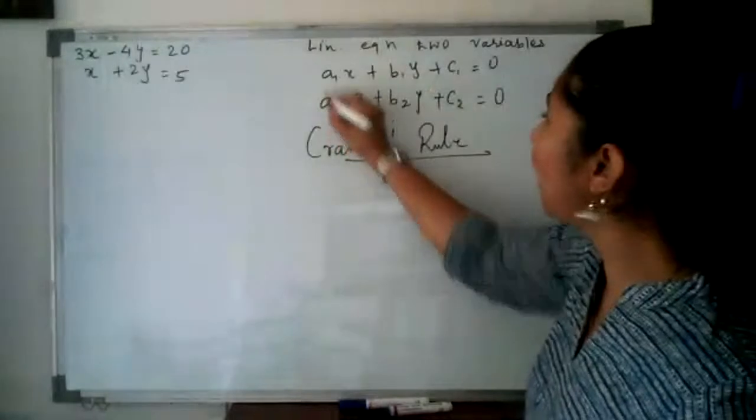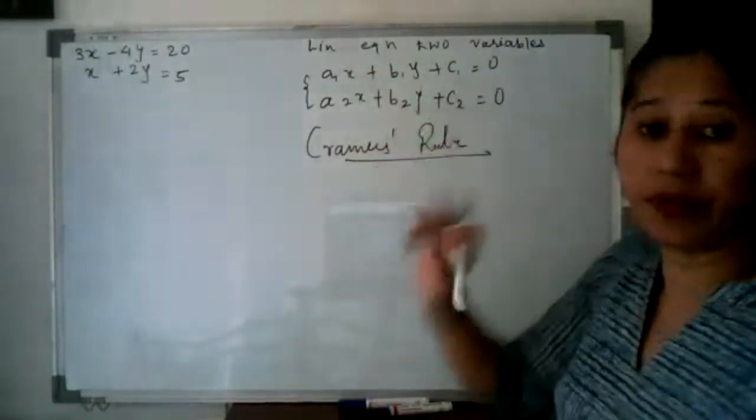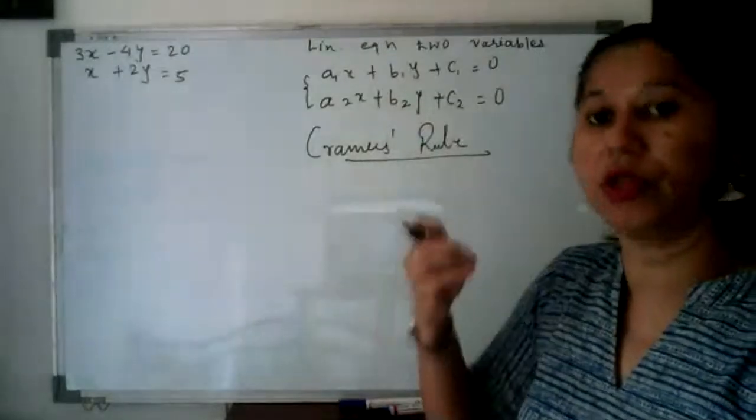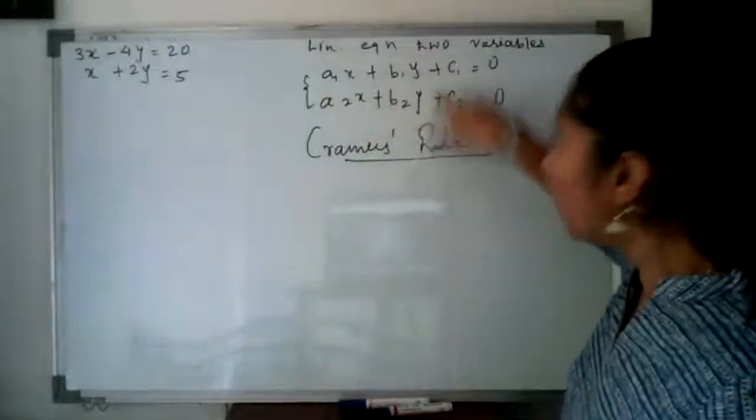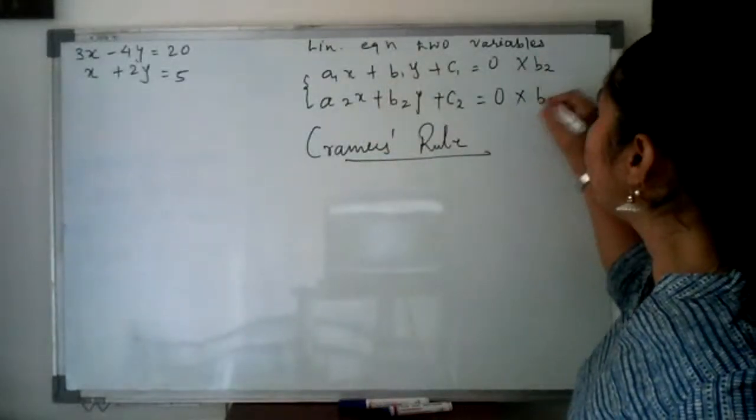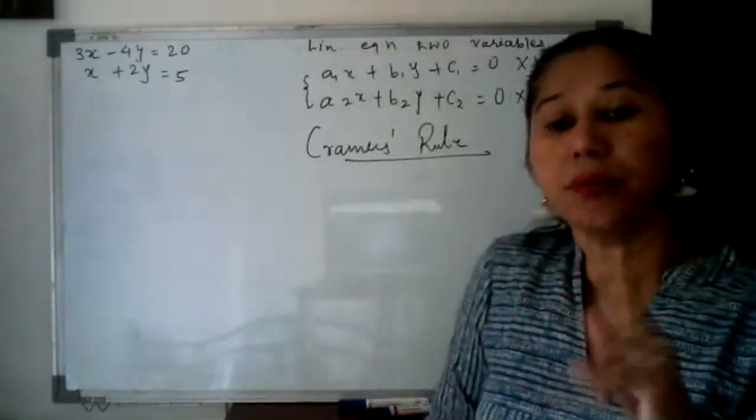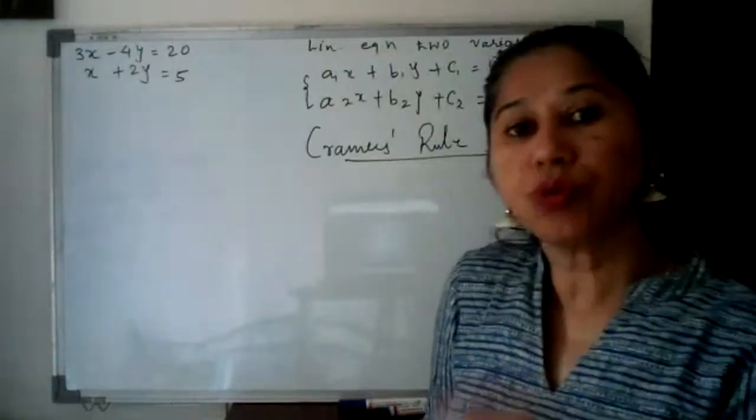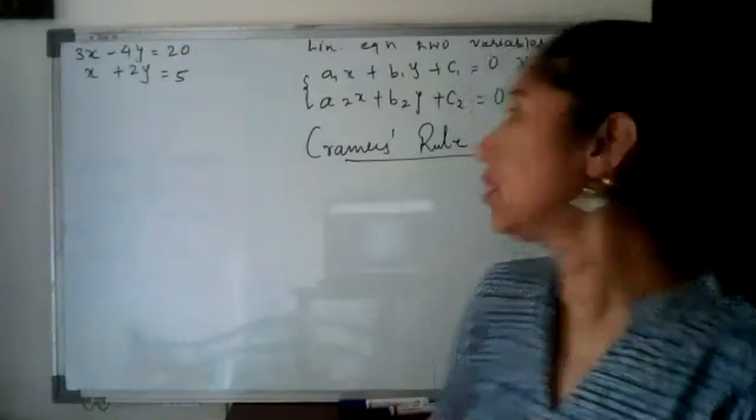If I want to get rid of the y variable, then what will I do? I'll multiply this equation by b2 and this equation by b1. You remember the process. Again, I'm saying that is not important for exam purposes. How to remember the formula in a shorter way, that you try to understand, is more important.